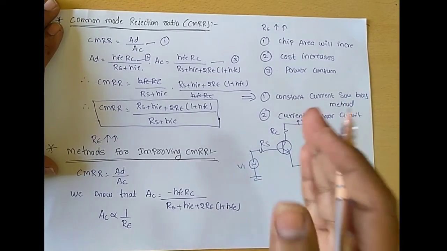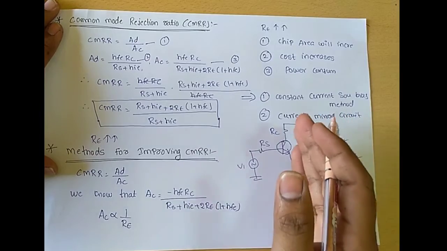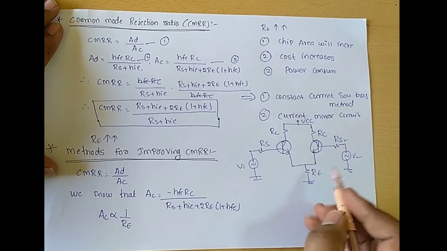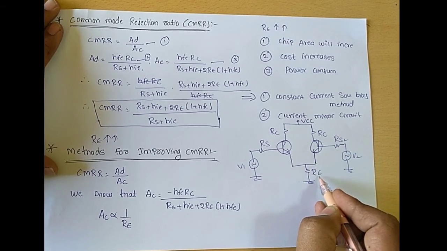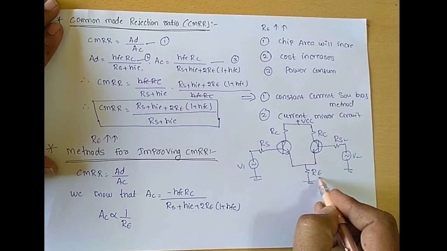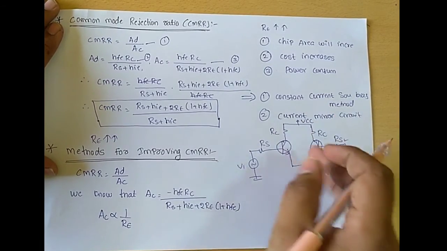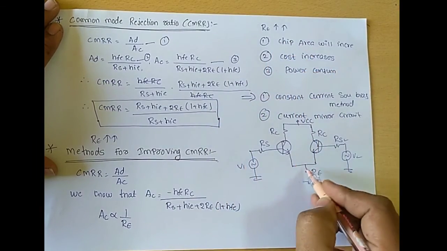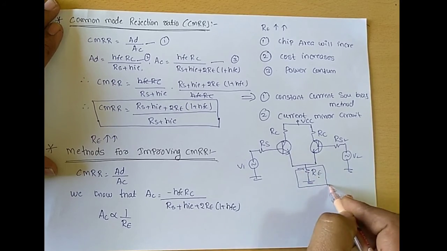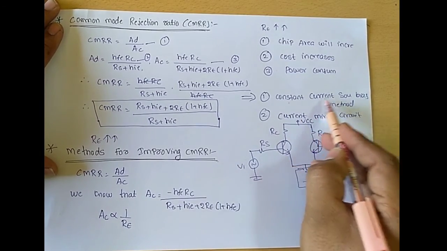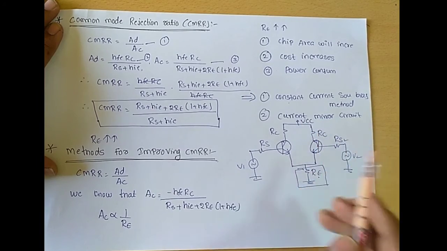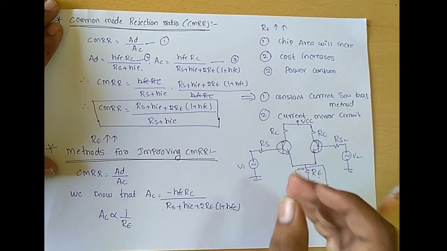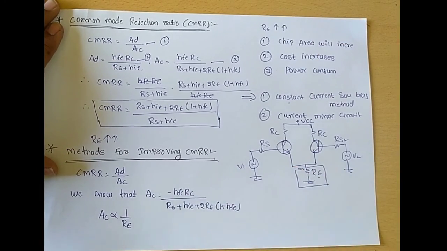As per our requirement, we require more CMRR. If the differential amplifier has a good CMRR, it easily eliminates the common mode signal. To achieve this, we definitely maintain the RE value large. If we maintain the RE value large, the differential amplifier has these drawbacks. So to eliminate these drawbacks, in place of RE we use the constant current source bias method and the current mirror circuit, and we want to achieve more CMRR. Thank you.